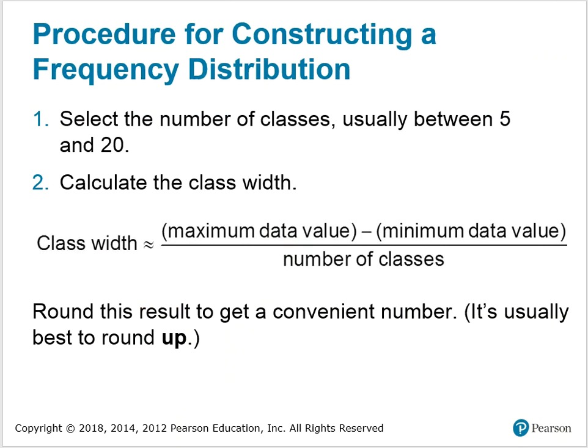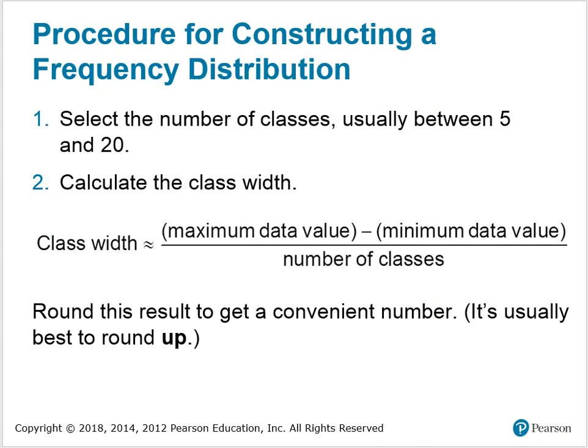Okay, so here we have some rules and some procedures to follow as we continue to make one ourselves. So the first thing we have to do is decide how many classes we would like to use. The rule of thumb is between 5 and 20. After that, we'll determine the class width.